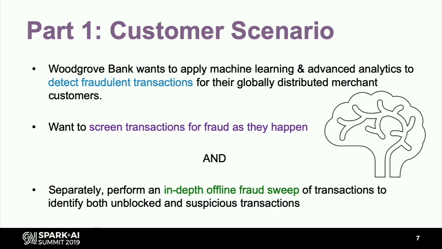Okay, if everybody is on the page I provided, you can either look at that and read through the customer scenario. I will also give a brief intro of the scenario we'll be working on. Like I said, Woodgrove Bank wants to apply machine learning and advanced analytics to detect fraudulent transactions. They're also globally distributed. That means they want their fraud detection solution to be as close as possible to their customers so that they don't see that delay.